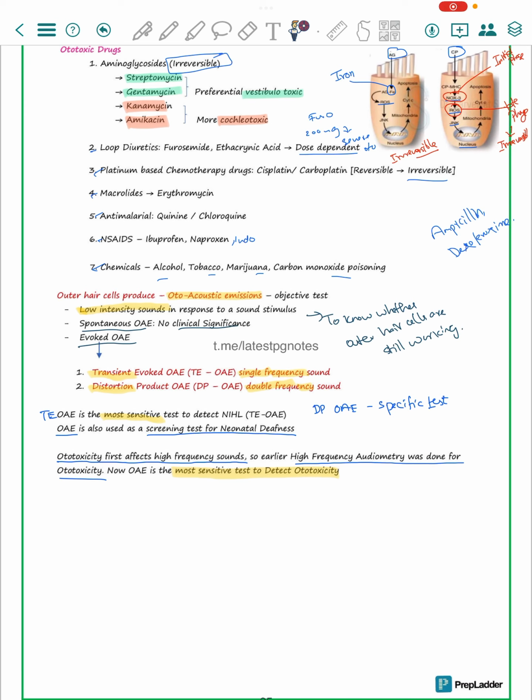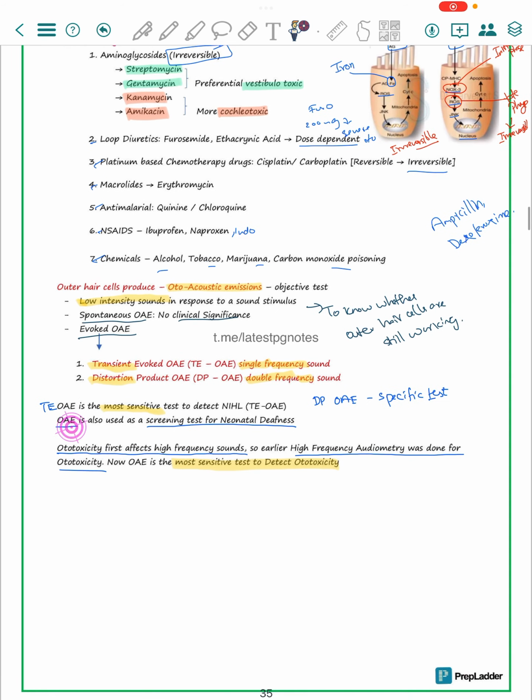The other is evoked otoacoustic emission. It may be transient, by giving a single frequency sound, or distortion product, which is a double frequency sound. The transient evoked emission is the most sensitive; you can detect NIHL. You can give a sound stimulus, and if the OAE is present, we can record that. It is the most sensitive test. Okay, guys. Whereas the double frequency is the most specific test. We can clearly say whether the patient has NIHL or not.